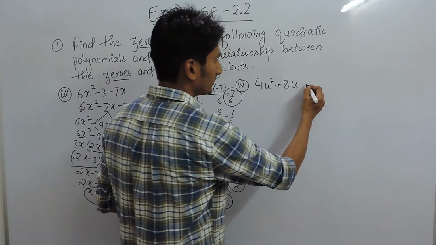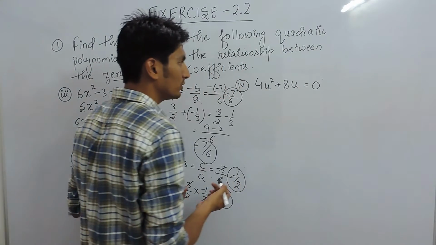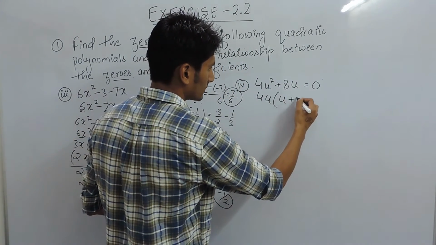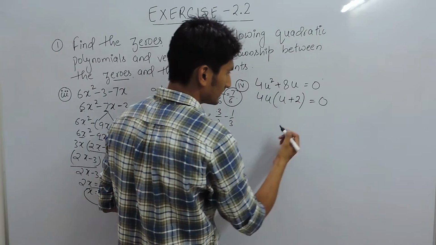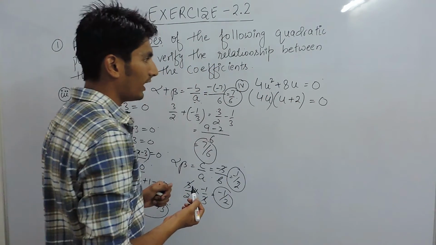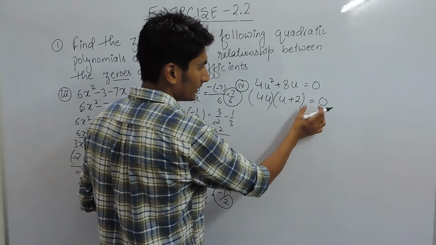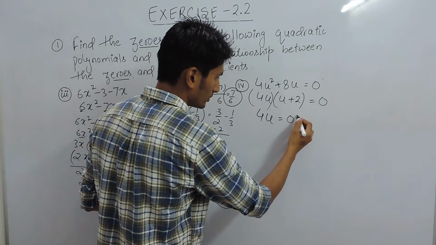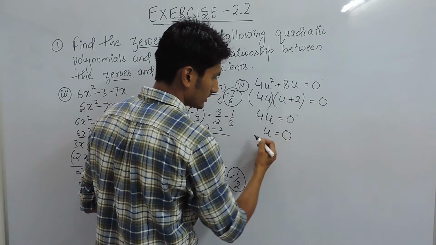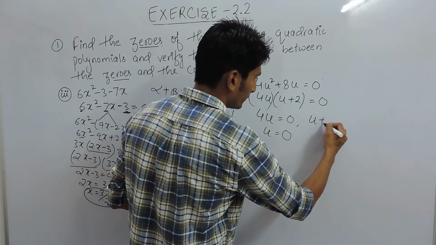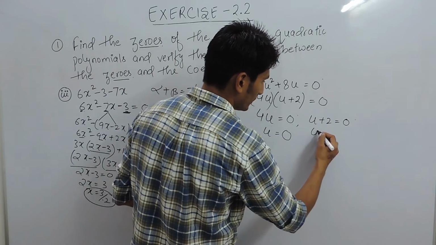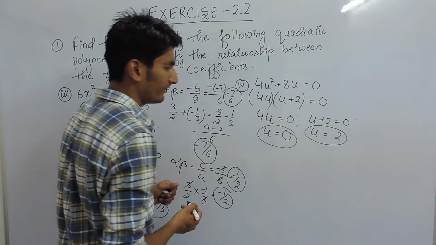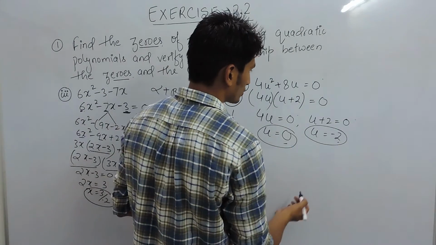Similarly, you have to find the zeros, or you can say the values of zero. Taking 4u as common, only u plus 2 will remain inside the bracket. So here our two factors multiplying will give 0, so obviously 4u must be equal to 0, so the value of u must be 0, and in another case u plus 2 must be equal to 0, so the value of u must be minus 2. So in this case the zeros are 0 and minus 2.